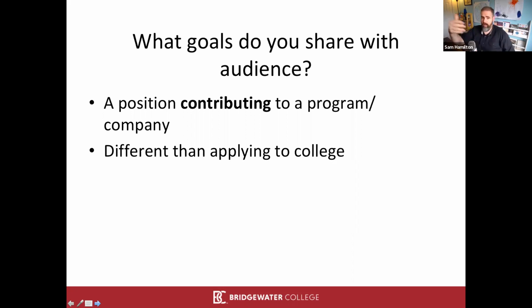In other words, they don't want to hire just anybody. They don't want to admit just anybody. They want to admit somebody who, as soon as they come and join that program or join that job, is going to contribute to that program or that job. It's going to help that program succeed. It's going to help that job, that company, thrive.